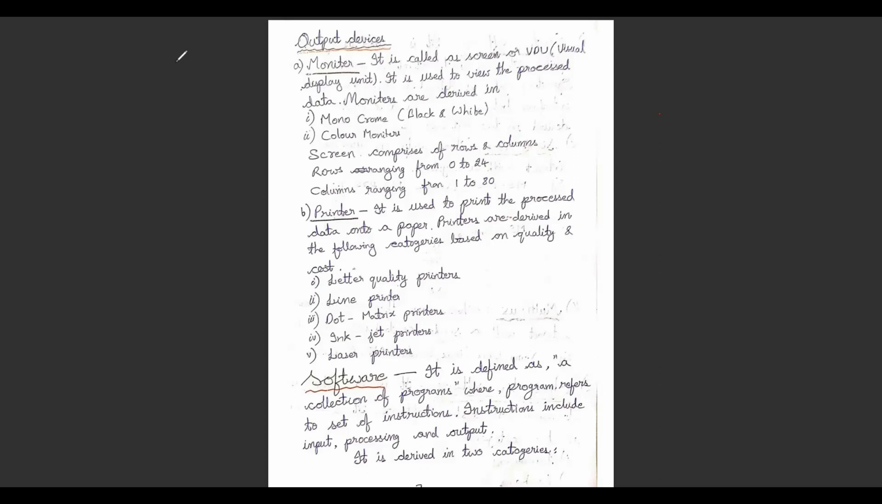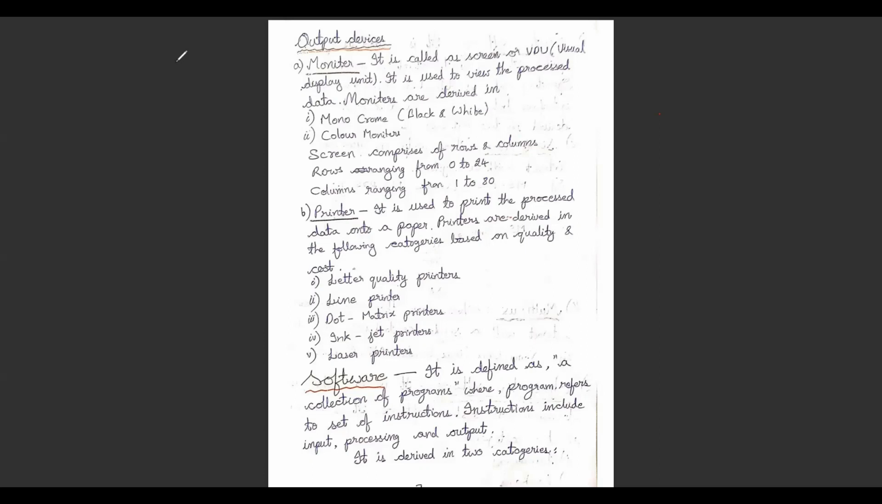Now, printer, this is also an output device. You have letter quality printers, line printers, dot matrix printers, inkjet printers, laser printers. It is used to print the processed data onto paper. So generally you give a paper and you just take the printouts, right? So that is a printer, you know that.